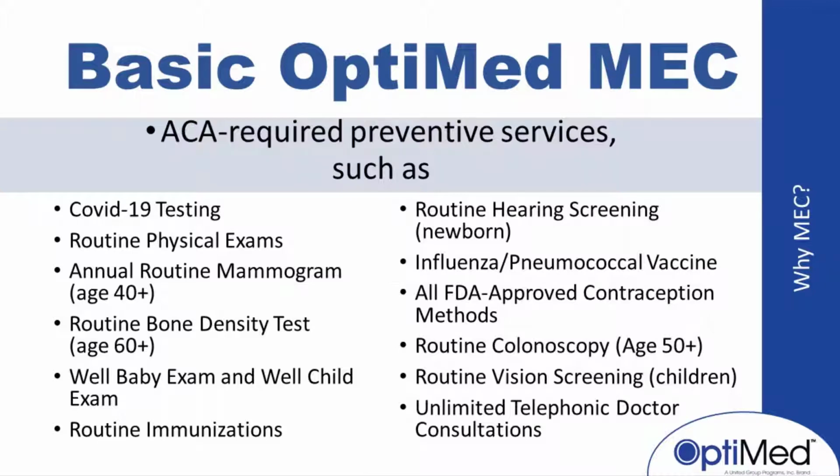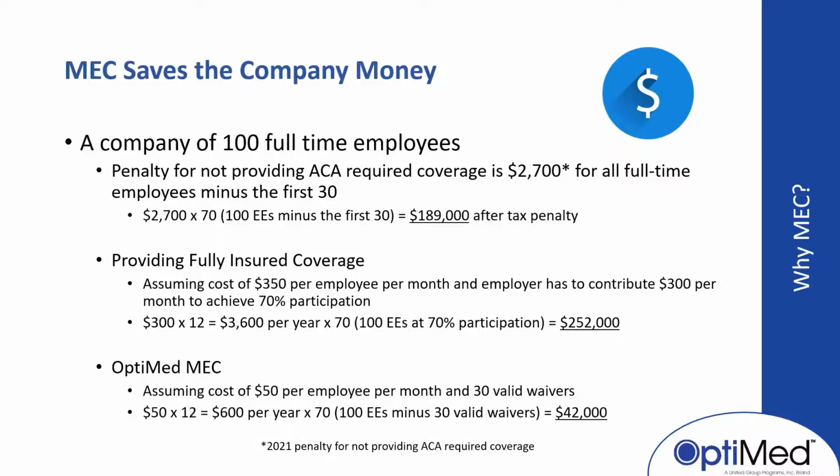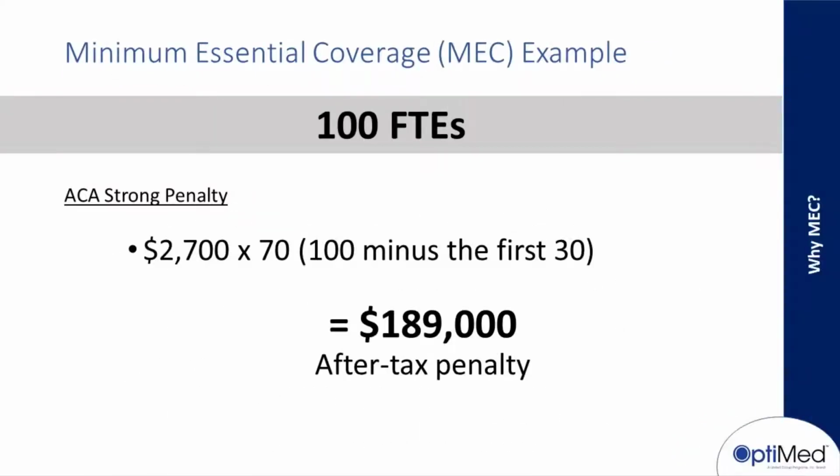Now, here's an example of what I was talking about when I talk about the fact that this is just a pure financial almost play. Because let's just say you have a company that has 100 full-time employees, right? Well, the way the calculation of their penalty is done is that you have 100 full-time employees. You get to subtract your first 30. So if the company did nothing and just paid the A penalty, they'd be paying $189,000, right? But that would be after tax.